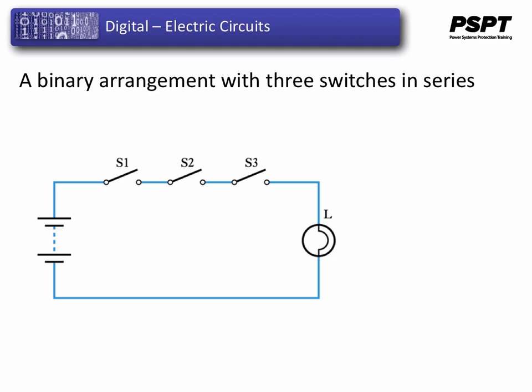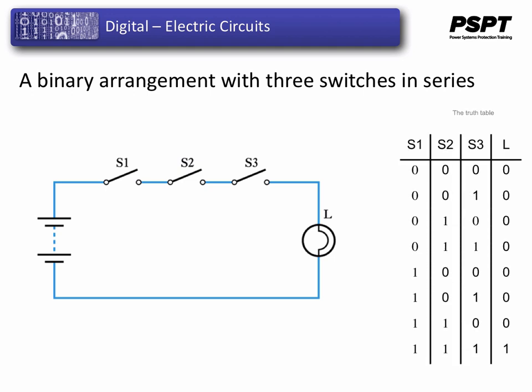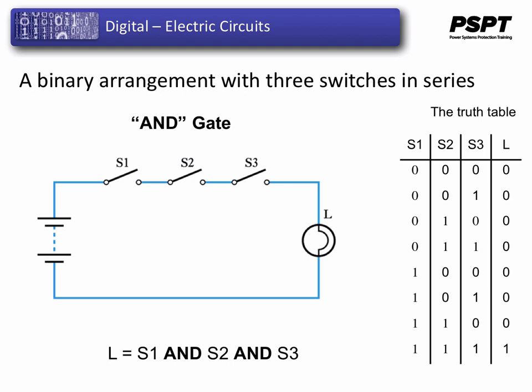Here is yet another binary arrangement, this time with three switches in series, which generates this truth table. The three switches form what is known in logic terms as an AND gate, and we state that in order for L to be 1, S1 and S2 and S3 have to be closed. So all three switches have to be a 1. If any of the switches is a 0, the output is 0, or the light is off.